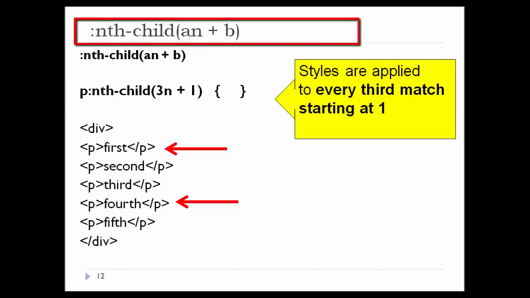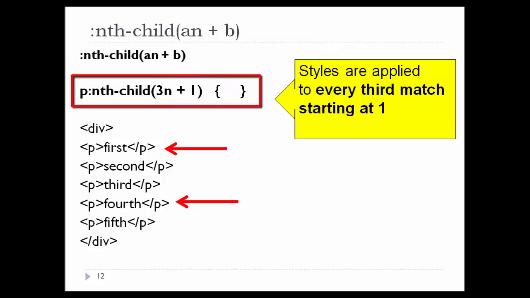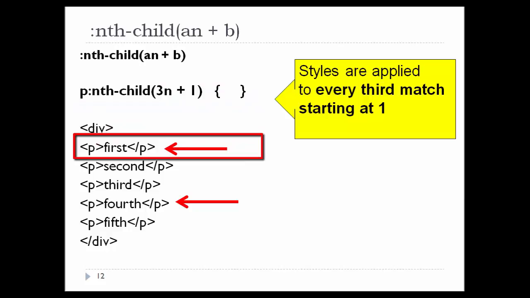We also have another variation which gives us a starting point. So 3n plus 1 would allow us to start at the first one rather than normally at the third one.